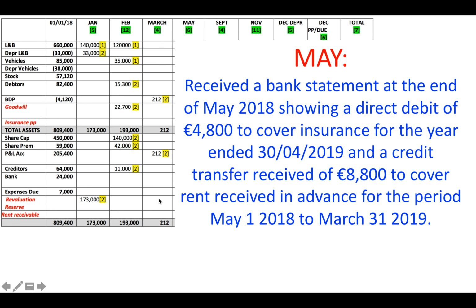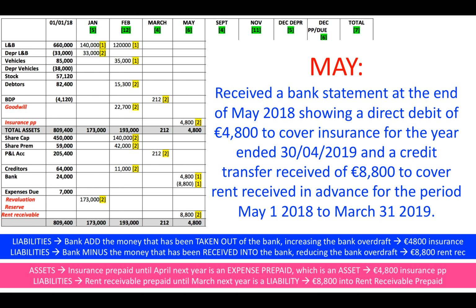So that's March. May. So in May, received a bank statement at the end of May 2018 showing a direct debit of 4,800 to cover insurance for the year ended 30th of the 4th, 2019, and a credit transfer received of 8,800 to cover rent received in advance for the period May the 1st, 2018 to March 31st, 2019. Okay, so what we're going to do in the May column first of all is we're just going to enter the full amounts into the bank and then figure out where the other figures need to go.